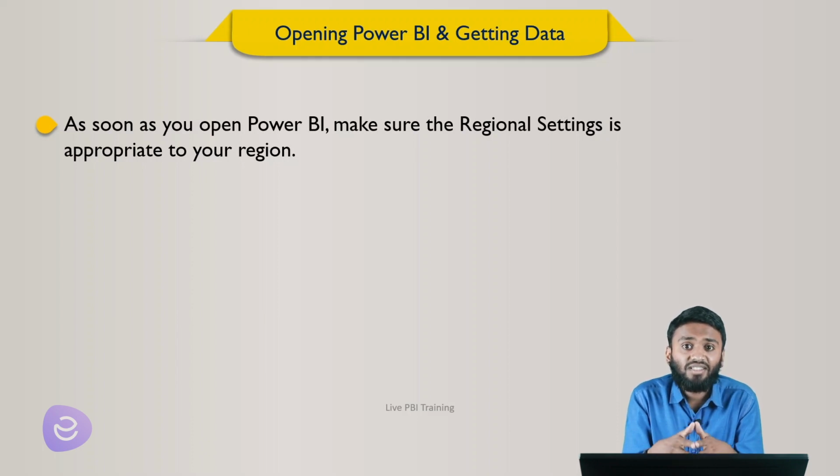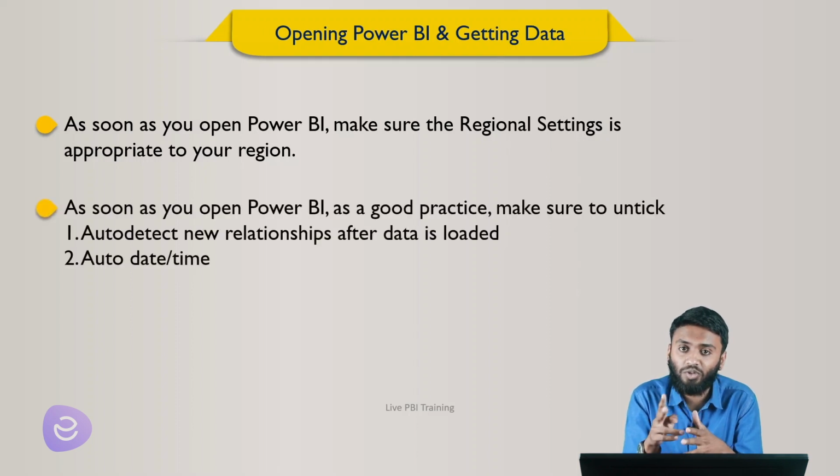And the second thing is about unticking two options in the settings. That is actually a best practice. You have to untick two things: auto detect new relationship after data is loaded, and also the auto date time intelligence. So we'll see both in Power BI Desktop now.